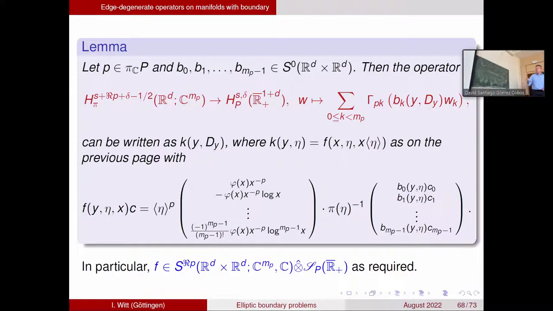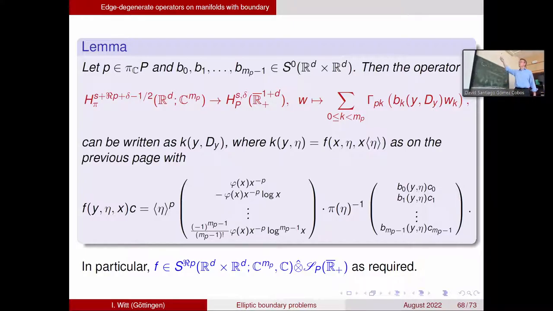But directly from that description, you can see that the F we get is basically S, the real part of P. It depends basically on y and eta through these Peter things. As an operator, it goes from C and P, this group action, to C, and then tensor here our other functions in SP. They even have compact support. This is even better than being in SP. So, this is how it's done.